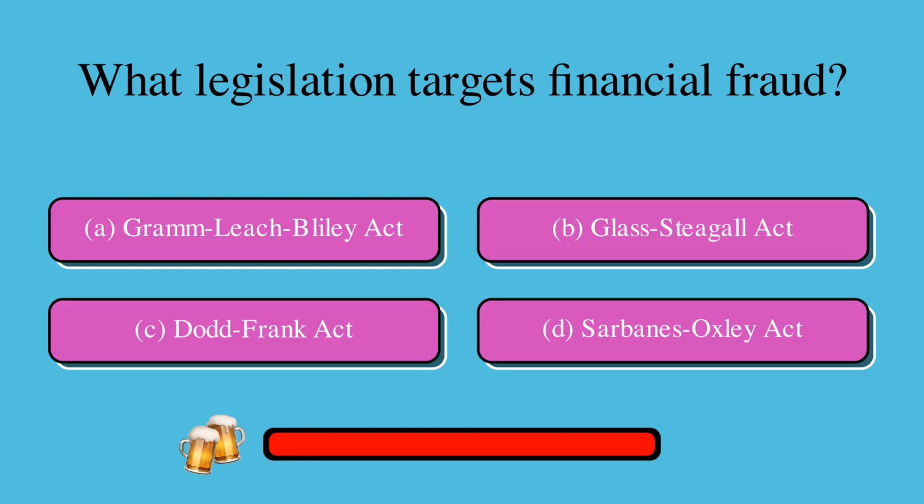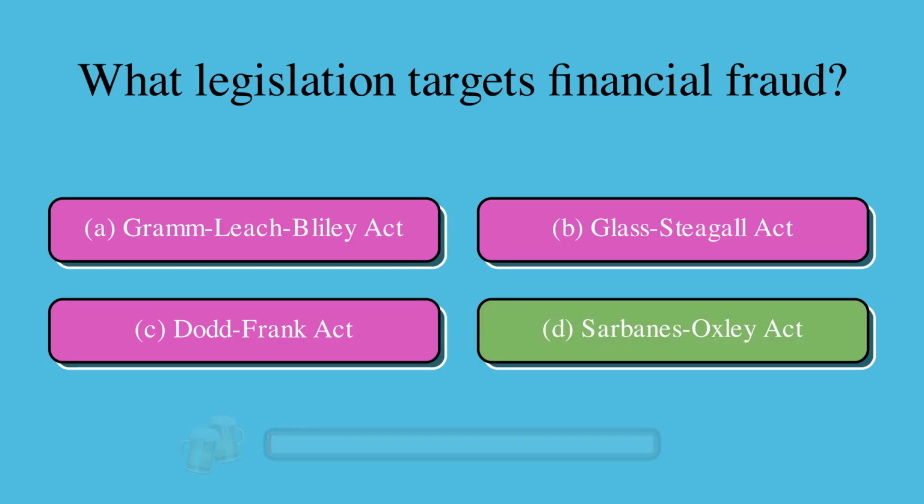What legislation targets financial fraud? Is it A, Gramm-Leach-Bliley Act, B, Glass-Steagall Act, C, Dodd-Frank Act, or D, Sarbanes-Oxley Act? The correct answer is D, Sarbanes-Oxley Act.